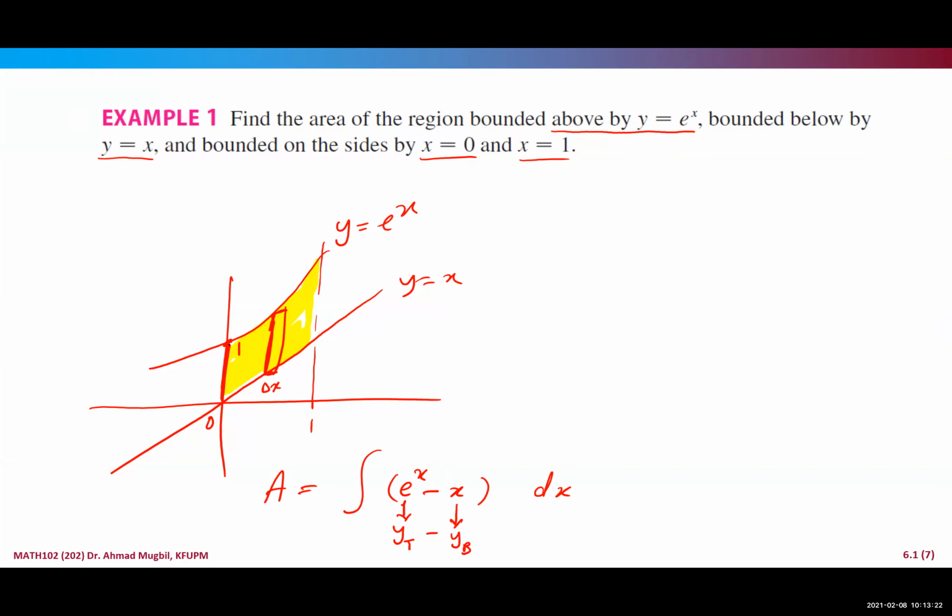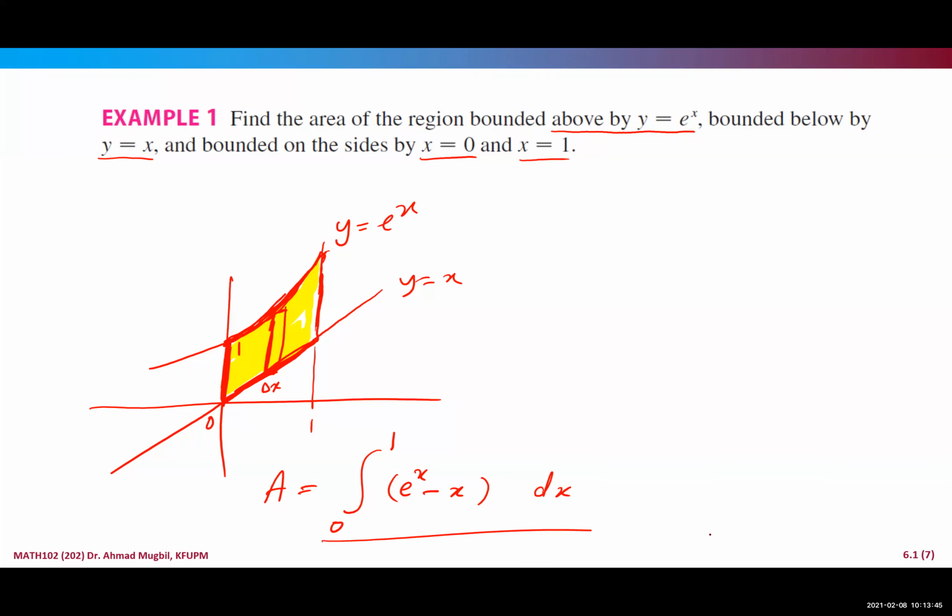And from where to where? The region starts from 0, up to where? 0 to 1. Does the upper curve always stay the upper curve in this interval and the lower stay lower? Yes. That means we don't need to divide or split the integral into two integrals. That's it. Now you know how to find this integral.